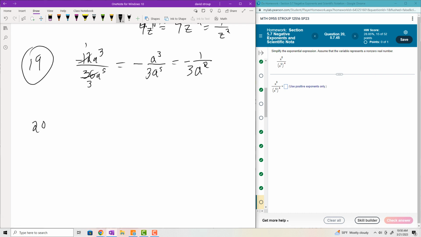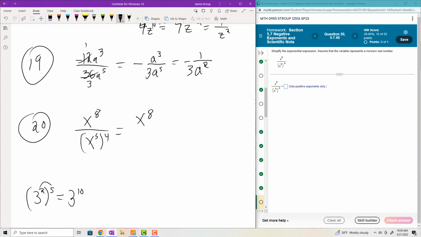Number 20. So we have to multiply the exponents in the denominator first. So that's our power rule, I believe it's called. So if you have 3 squared raised to the 5th, you're multiplying the exponents. So you have 3 to the 10th. Okay, so here it'll be x to the 8th all over x to the 5 times 4 is 20. I'm going to bring the x to the 8th down.